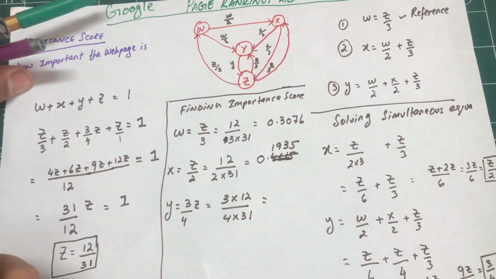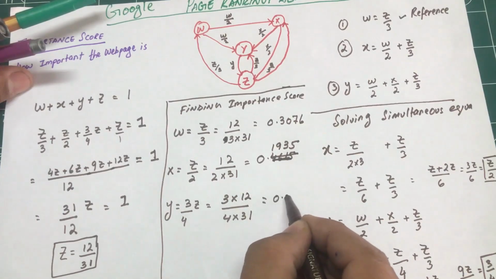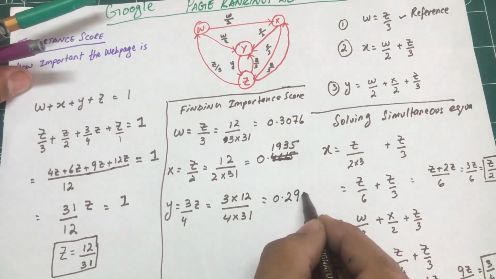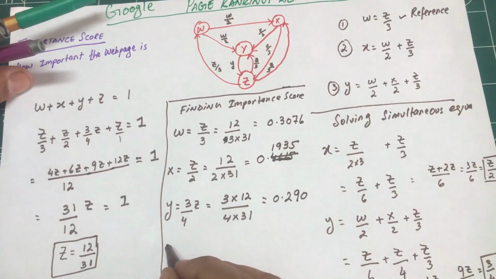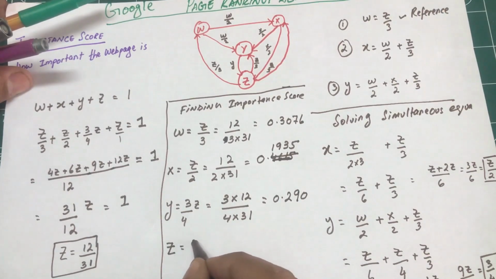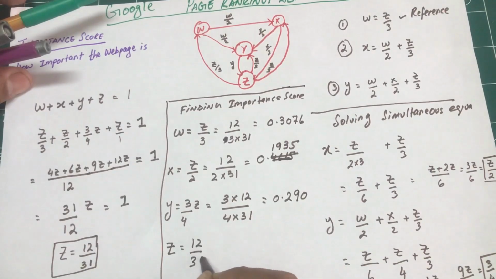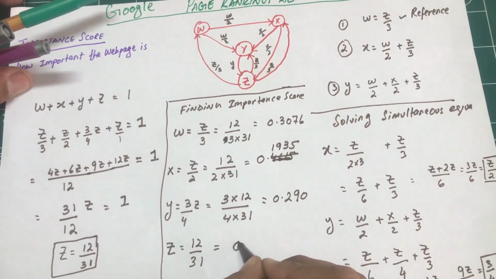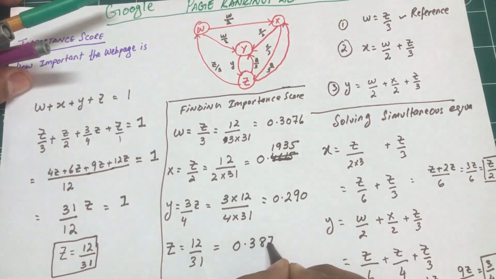And this one is 4 and 12 times 3. Let me put a bracket on my calculator. That should give me 0.290. And I already know what my z is. This is 12 over 31. So let me get 12 divided by 31. So that should give me 0.3870.